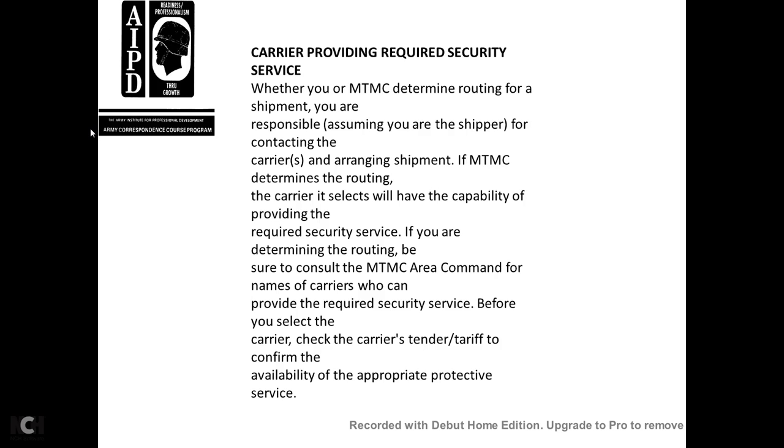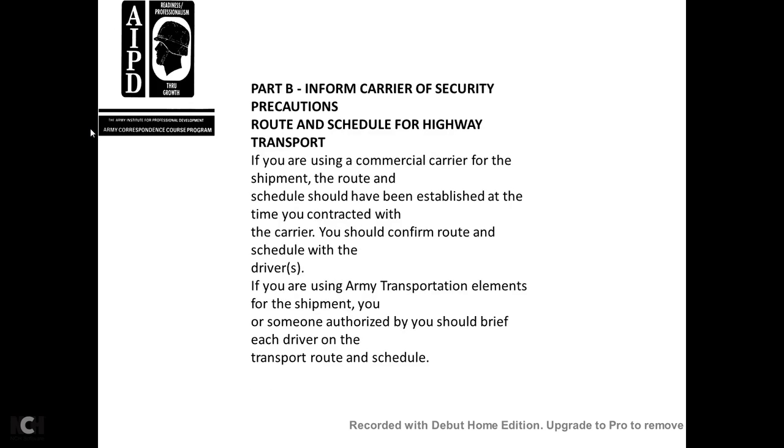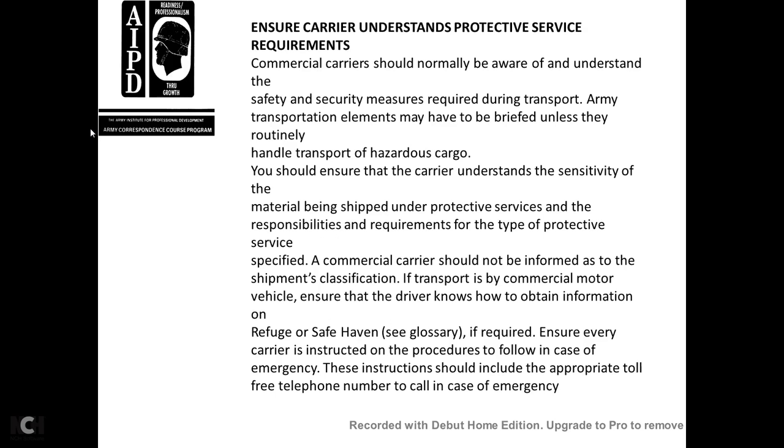Check the carrier's tender tariff to confirm the availability of appropriate protective services. Part B, informing the carrier of security precautions, route, and schedule for highway transportation. If you are using a commercial carrier for the shipment, your route and schedule should have been established by the time you contracted with the carrier. You should confirm the route and schedule with the driver. If you are using Army transportation elements for the shipment, when authorized, you should brief each driver on the transportation route and schedule.